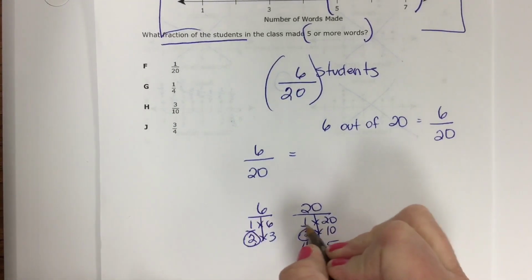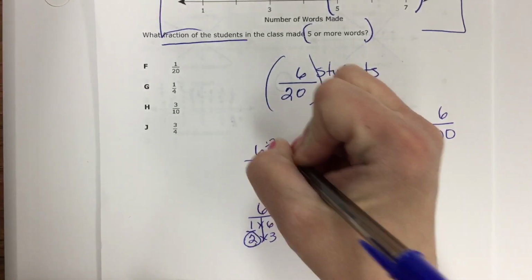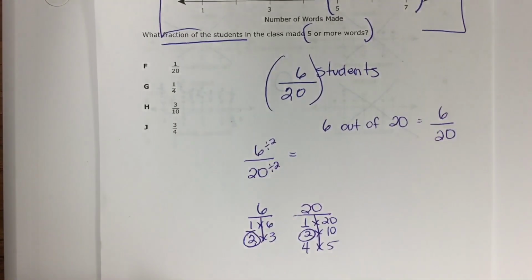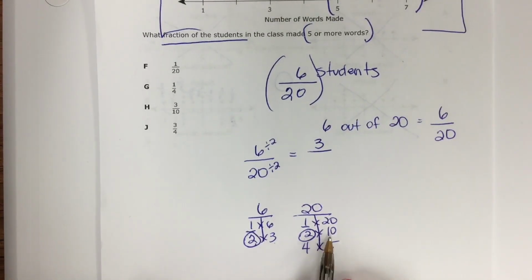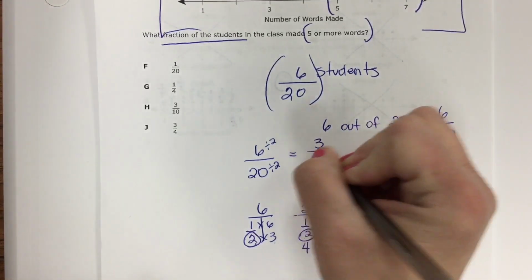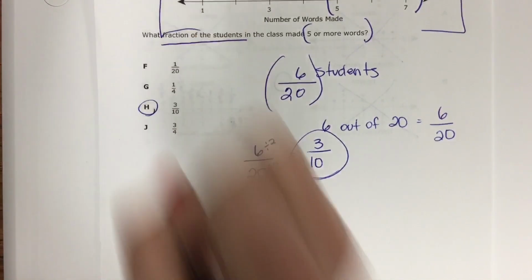They also both have a 1, but if I'm dividing by 1, it's going to get me the same answer. So we're going to divide the numerator by 2, and we're going to divide the denominator by 2. And remember, if you use the T-chart, your answer is right next door. 6 divided by 2 equals 3. 20 divided by 2 equals 10. So my answer is 3/10 of the students. So it would have been H.